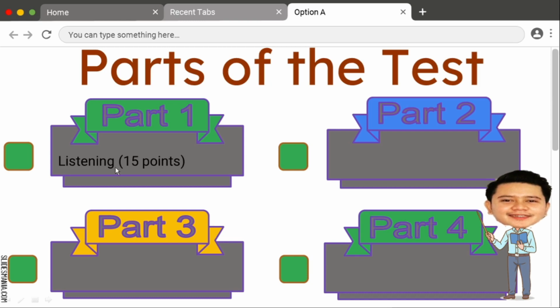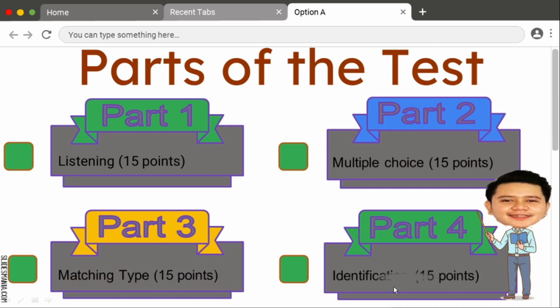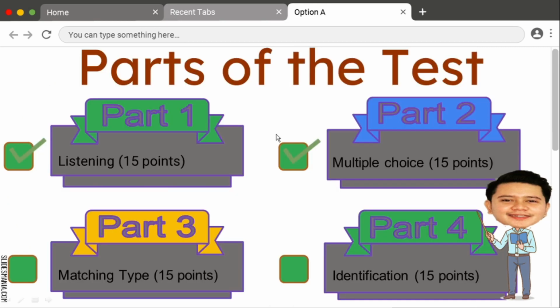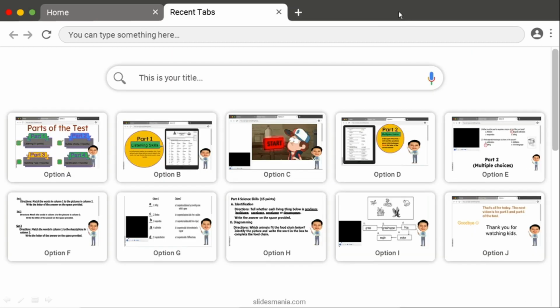We have the listening for part 1, the multiple choices for part 2, the matching type for part 3, and identification for part 4. Last week, we already finished part 1 and part 2. This week, we are going to discuss part 3 and part 4. Okay? Let's start. Let's go to letter F.